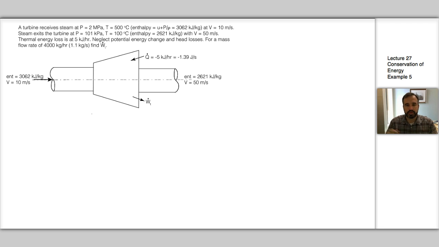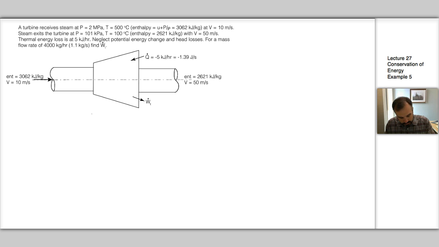So we're given a diagram here. We have an inflow coming into the system. The enthalpy is 3,062 kilojoules per kilogram and a velocity of 10 meters per second. And then going out of the system this way, we have an enthalpy of 2,621 kilojoules per kilogram and a velocity of 50 meters per second. We have the energy losses due to heat transfer. Q dot is equal to negative 1.39 joules per second. I've just converted that from kilojoules per hour to joules per second. And we're asked to find WT dot there at the bottom.